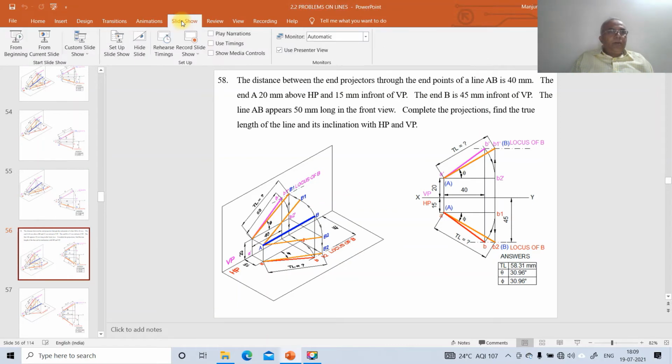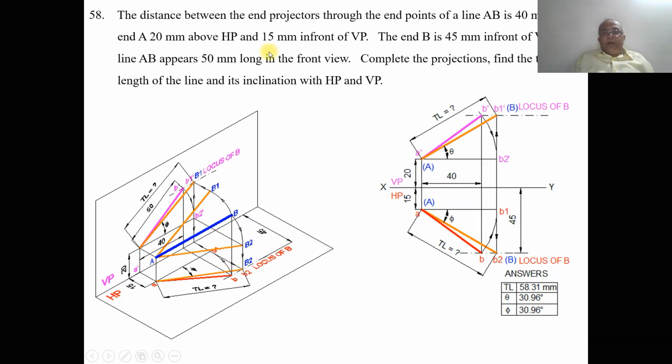Now, in this video, we will discuss one more problem on the projections of lines. That is problem number 58. The distance between the end projectors through the endpoints of a line AB is 40 mm. The end A is 20 mm above HP and 15 mm in front of VP. The end B is 45 mm in front of VP and the line AB appears 50 mm long in the front view. Complete the projections and find the true length of the line and its inclination with HP and VP.